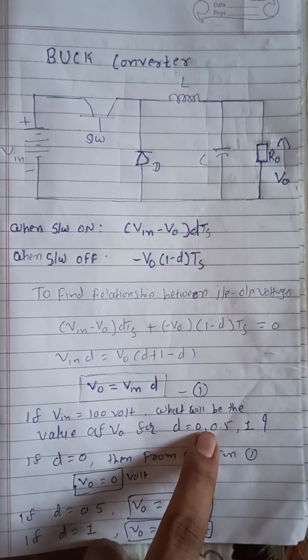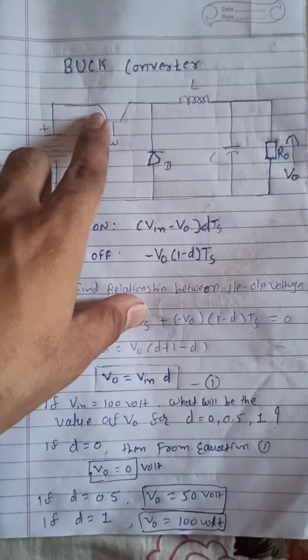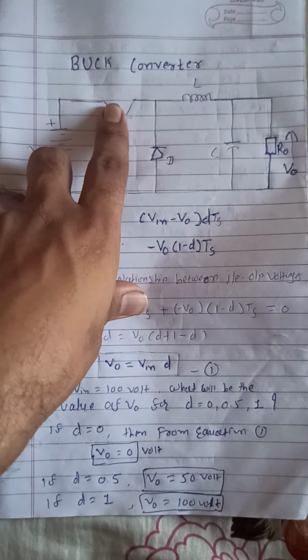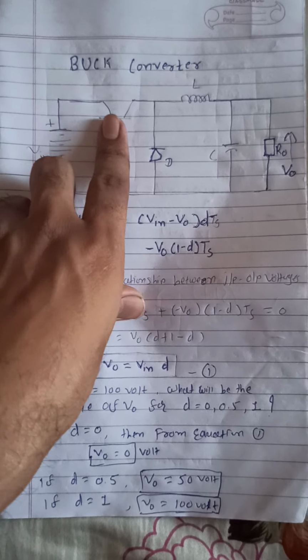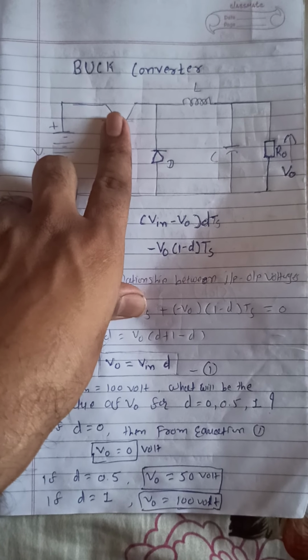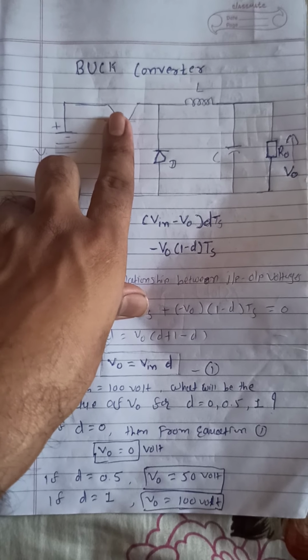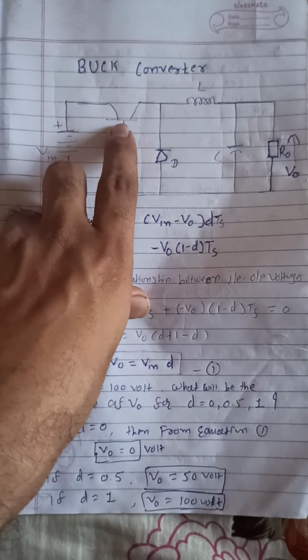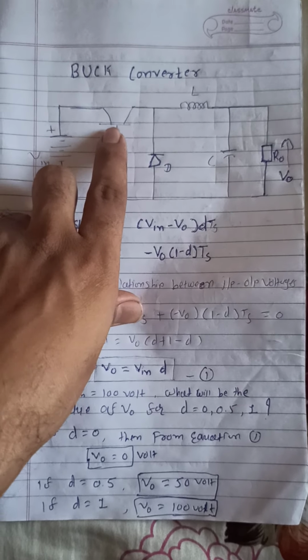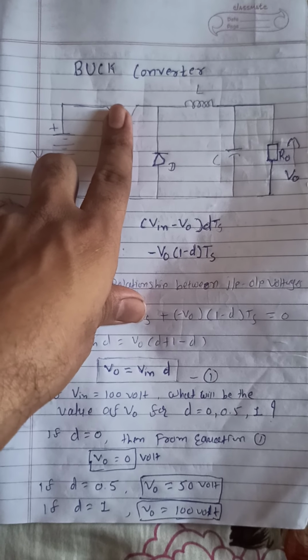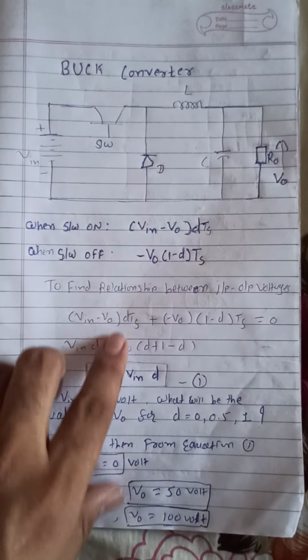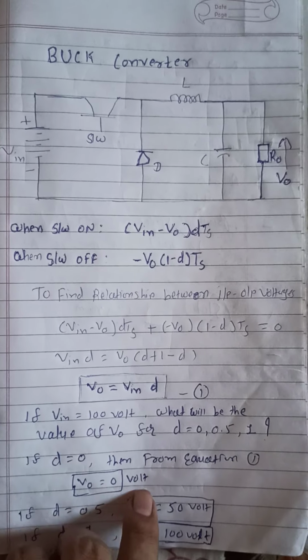And D equal to 0 means you are not turning on this switch. It is totally open. You are not giving any gate pulse. In that case only you are getting D equals 0. So the switch is permanently open, and here V0 is equal to 0 volt.